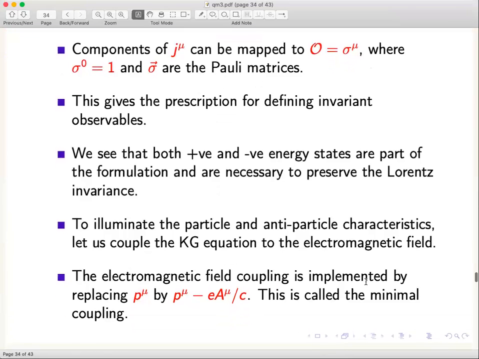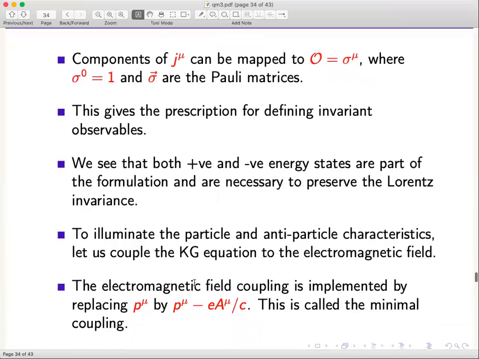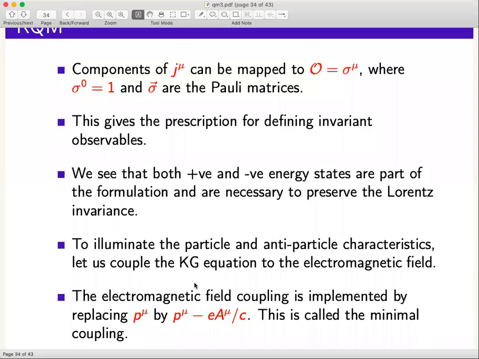We try to understand how to solve the Klein-Gordon equation when the charged scalar field is experiencing some background electromagnetic field. The technique for doing that is well known. We have done this in ordinary quantum mechanics also. You replace p vector by p vector minus e times A vector. Since we are keeping track of c also, we know that it should be e by c times A, and since we are doing a covariant formulation, we write p mu going to p mu minus e times A mu by c.